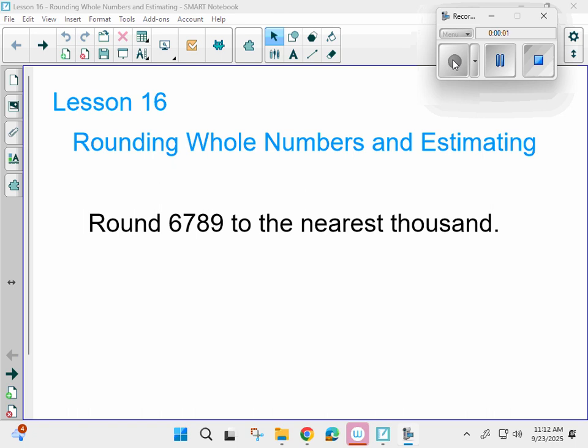Guys, write down lesson 16, rounding, and we're going to estimate as well. Okay, rounding and estimating. So, Macy, write this down. 6,789. We're going to round it to the nearest thousand.